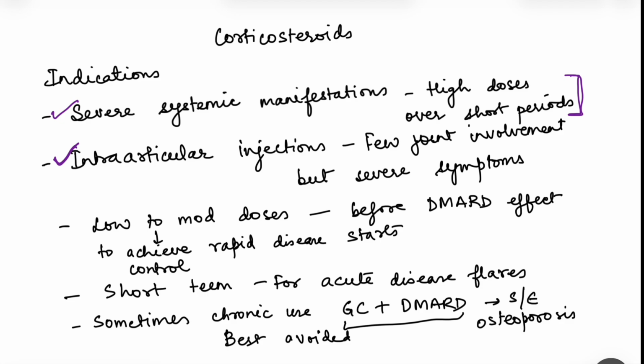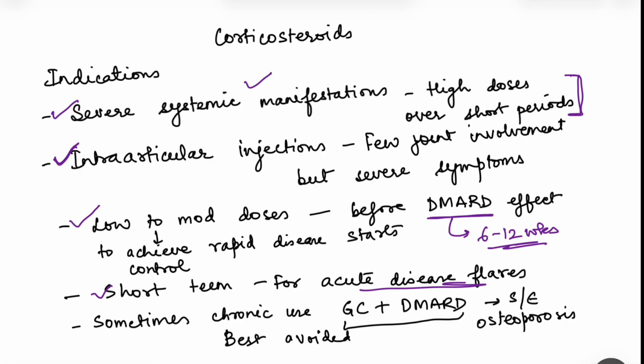Then in low to moderate doses, corticosteroids can be given before the disease modifying antirheumatic drugs take effect. Actually, these DMARD drugs take approximately 6 to 12 weeks to act. So before that, you have to control the disease. During that time, corticosteroids can be given. Then they can also be given for short term for acute disease flares. Okay, so they are given for severe systemic manifestations, again short periods, only high doses, and for acute disease flares which happen in between, also short term corticosteroids can be given.